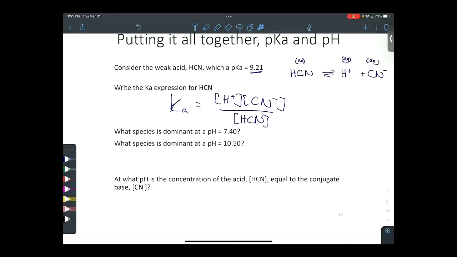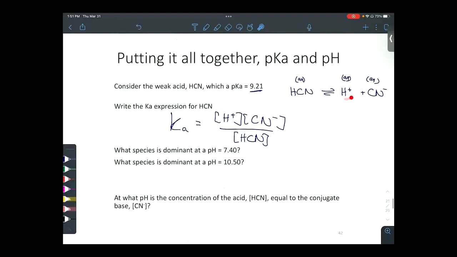So if something's acidic, it has more H+, right? So thinking about that balanced chemical equation here, if we add H+ to this reaction, which way does the equilibrium shift? This way. So the dominant species at 7.4, because there's more H+ present, is the HCN species. The acid form is more dominant in acidic regimes or at this certain pH. Okay? Yeah?